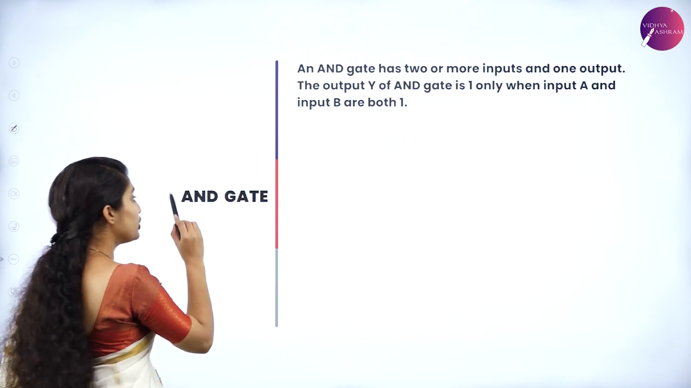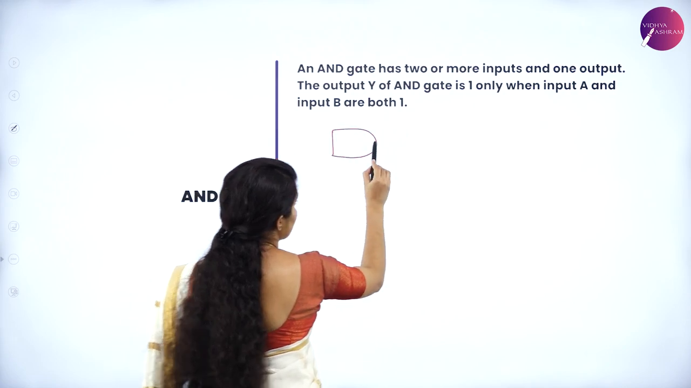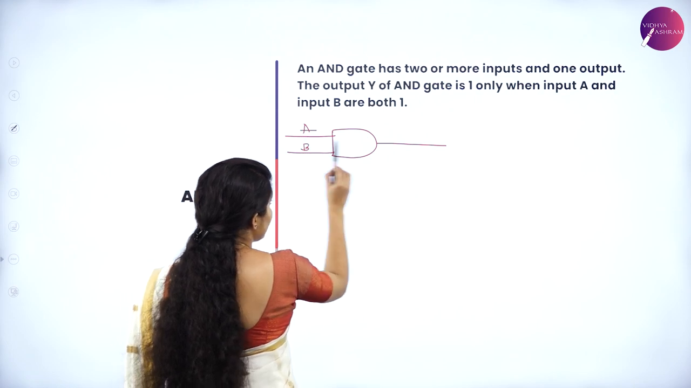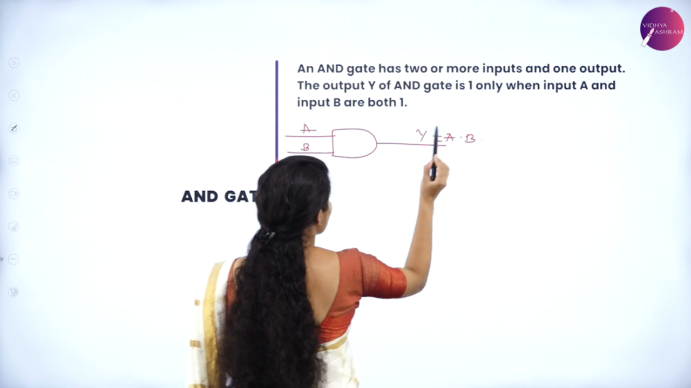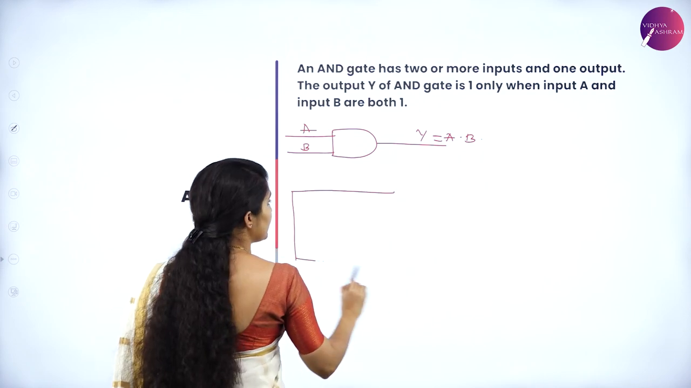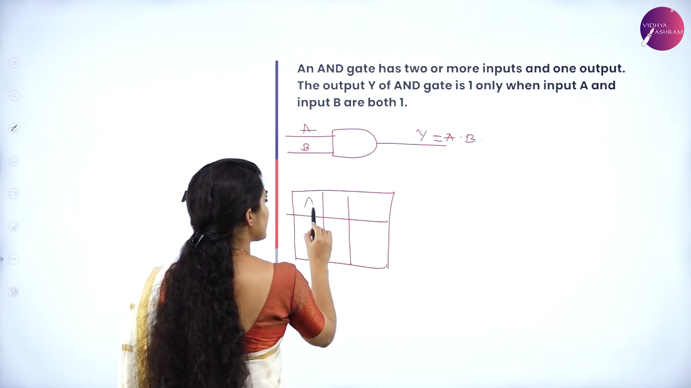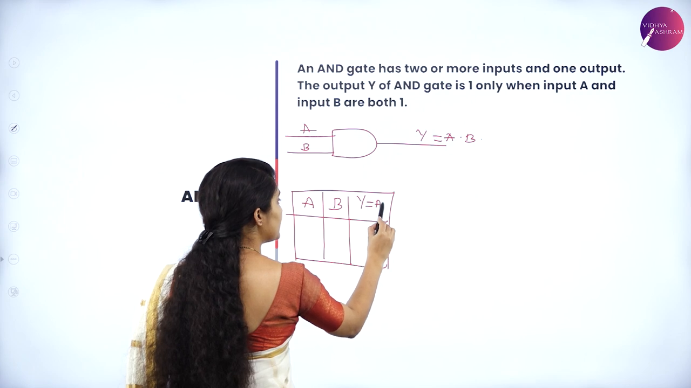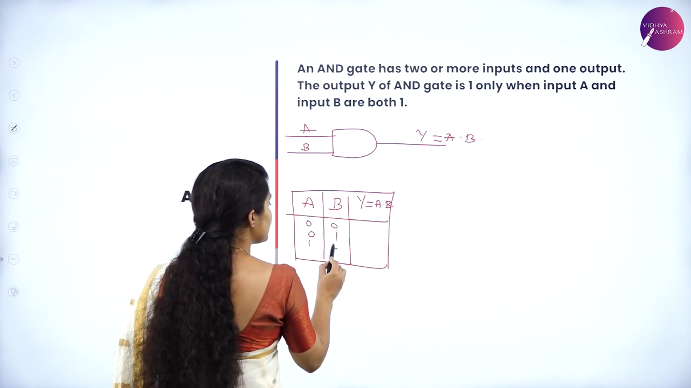Next, we are going on to the AND gate. So we have the AND gate, which is represented in this manner. You have two inputs, A, B, and one output. Output of the AND gate is A into B, for which we have the truth table. So you have A, B, that is two inputs, and the output is Y equal to A into B. So 0, 0, 0, 1, 1, 0, 1, 1.